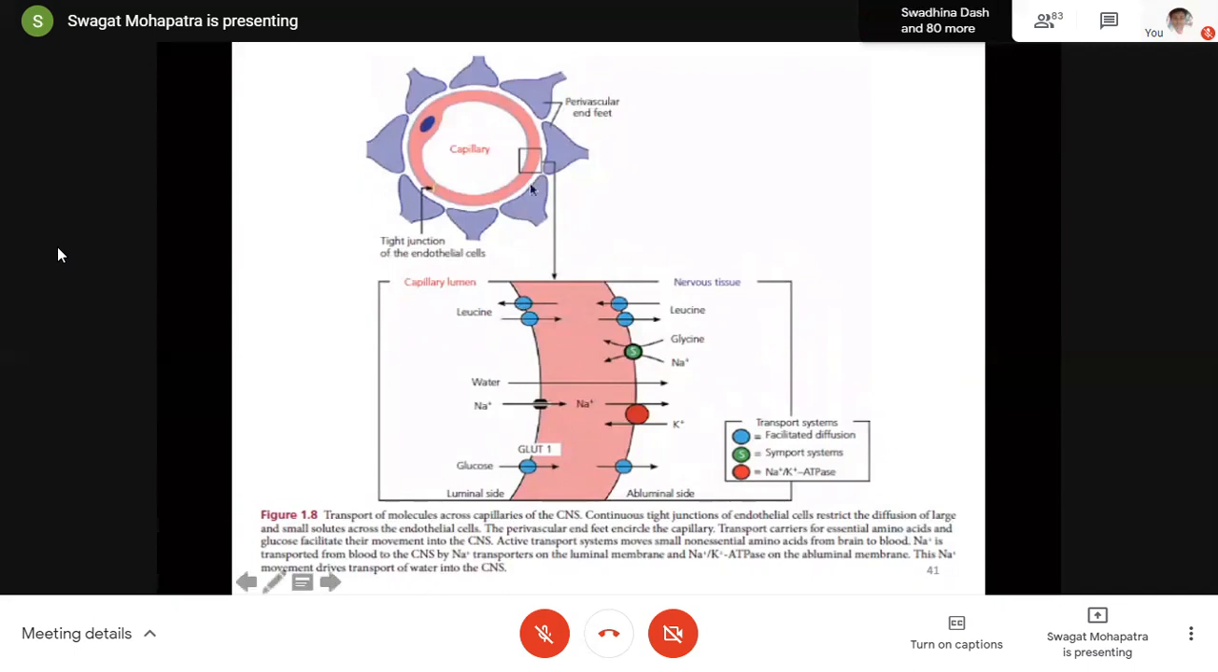So here you can see, this is the capillary lumen, this is the nervous tissue, and this is the luminal side which is exposed towards the lumen. This is the abluminal side, that means towards the nervous tissue. Now glucose, you know that nervous tissue utilizes glucose very much.